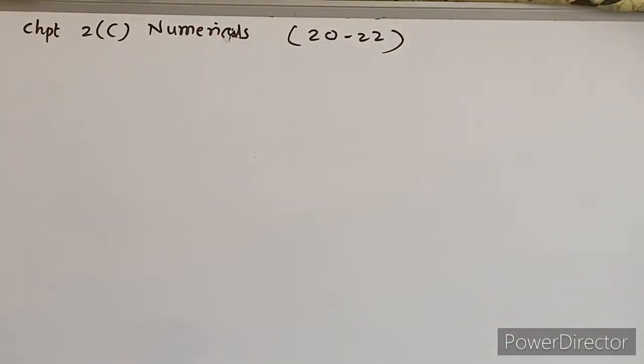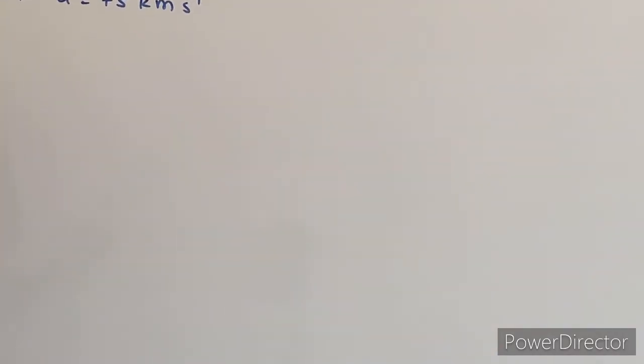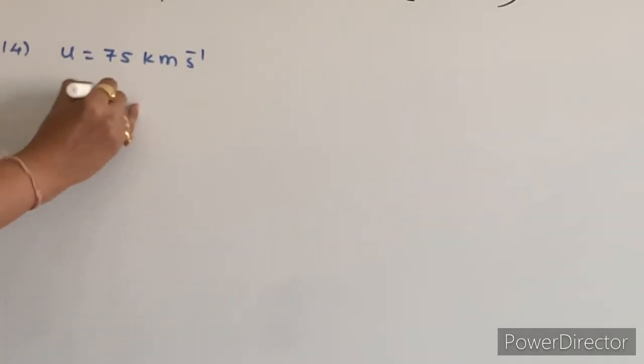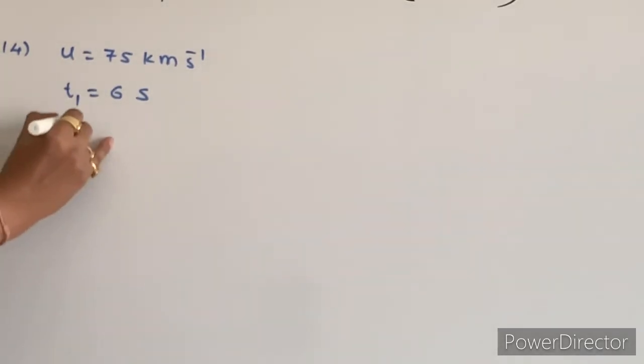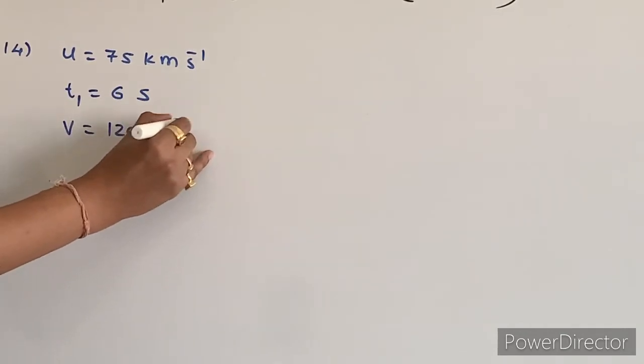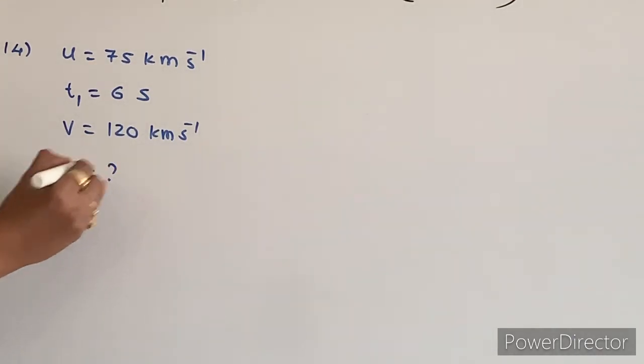What is the next question? A spacecraft is flying in a straight course with a velocity of, so I am calling initial velocity, 75 kilometer per second. It fires the rocket motor for T1 equal to 6 seconds. At the end of this time, the speed of this rocket is 120 kilometer per second in the same direction. Find the average acceleration. They want a. And the distance traveled by the spacecraft in the first 10 seconds after the rocket motor was started.